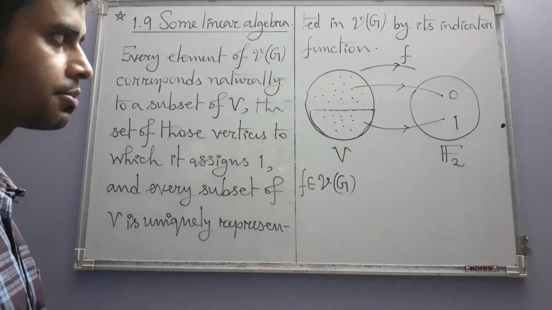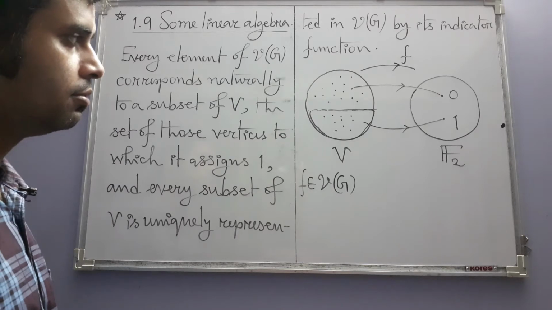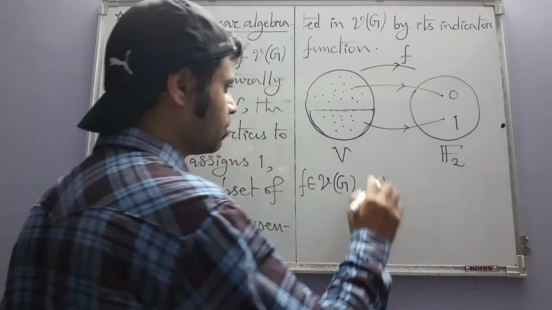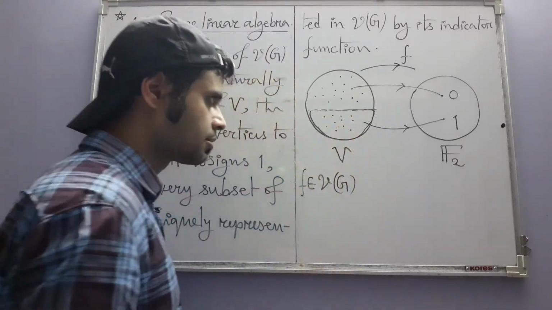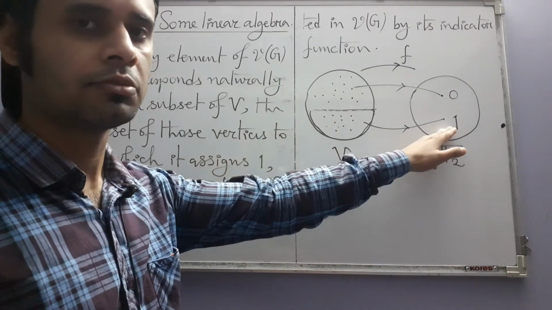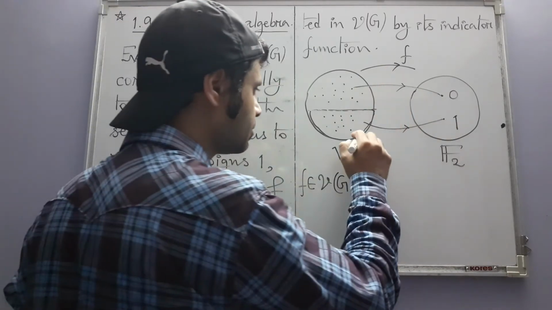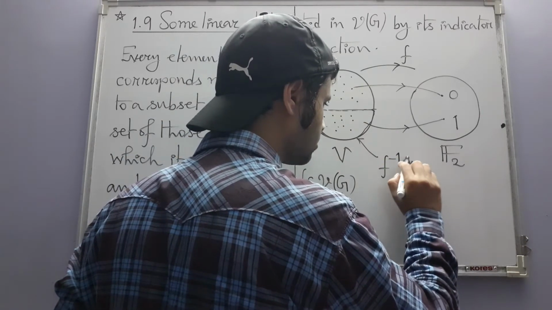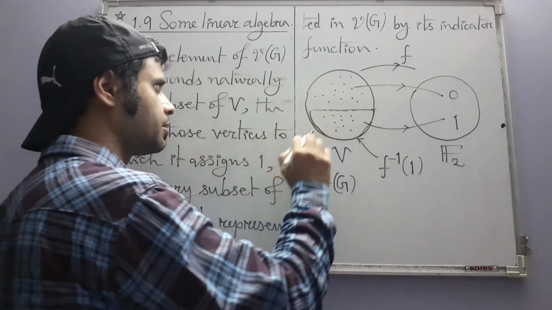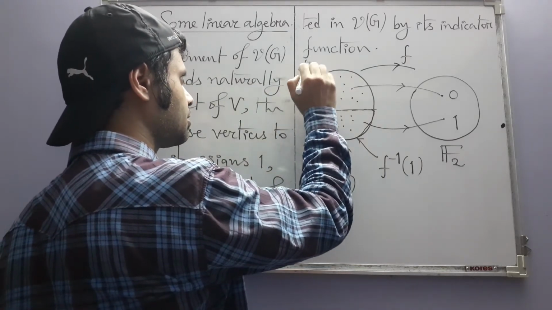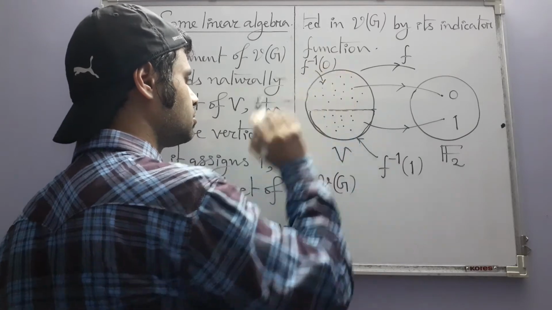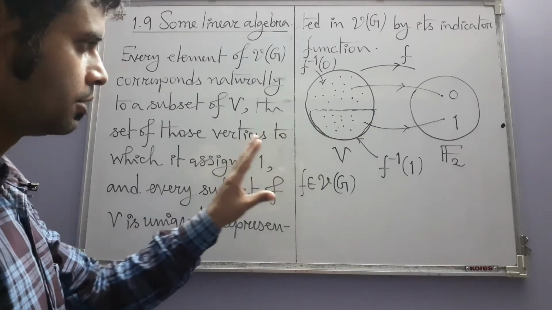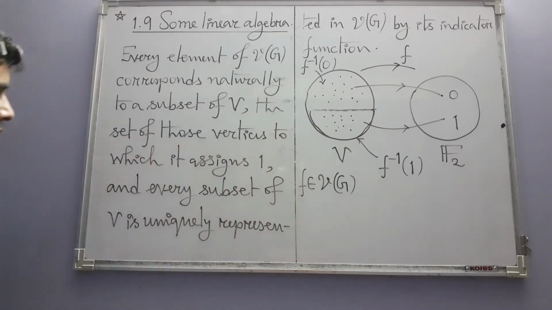And looking at how the subset has been defined, you can in fact write something for the subset. If you look carefully, this is just the set of all pre-images of 1 under F. That means this subset is F inverse of 1, and the other subset is F inverse of 0. Okay, so this is the subset we are talking about here.